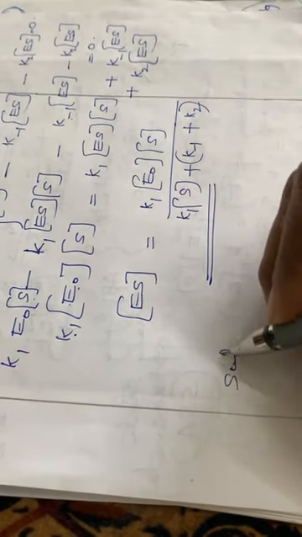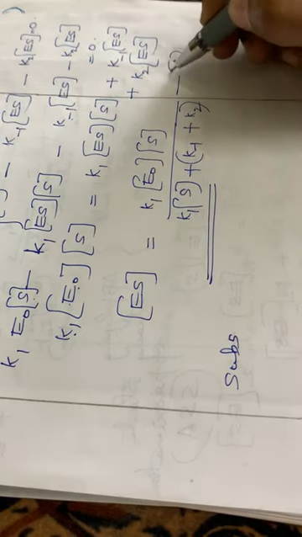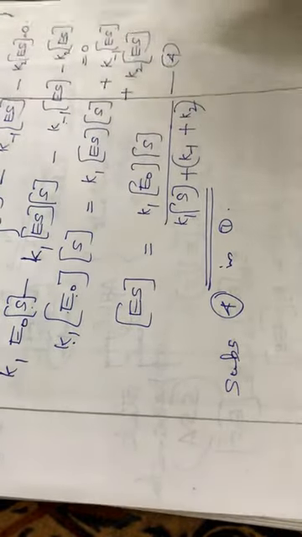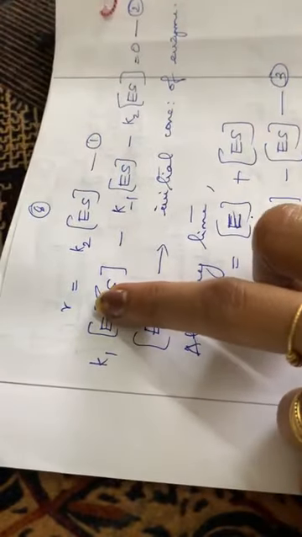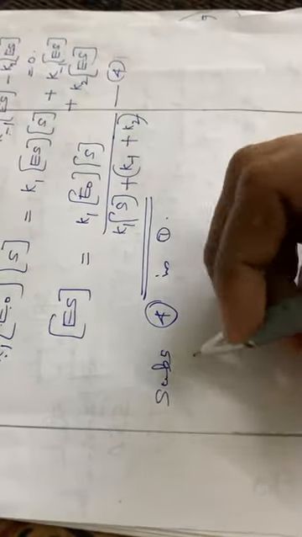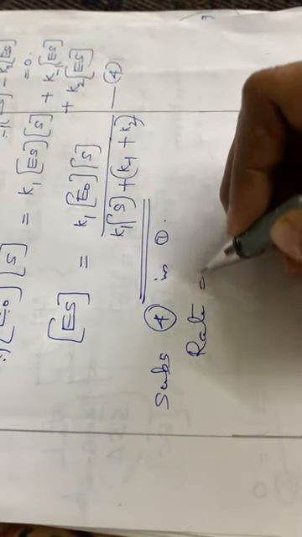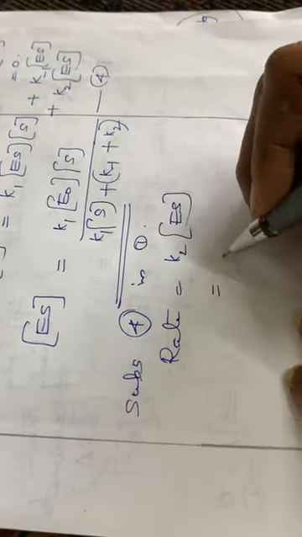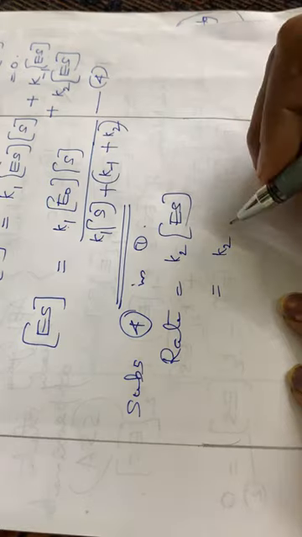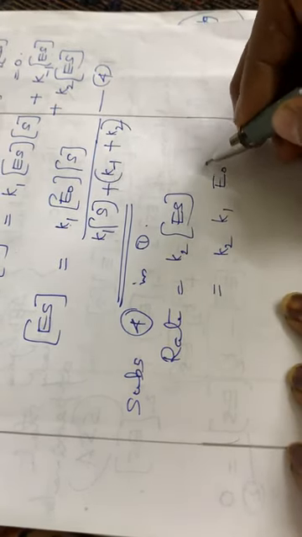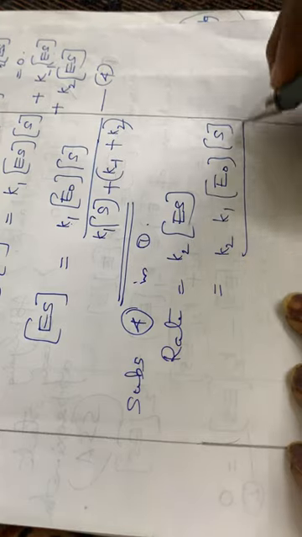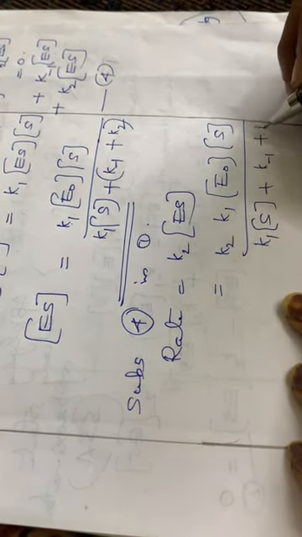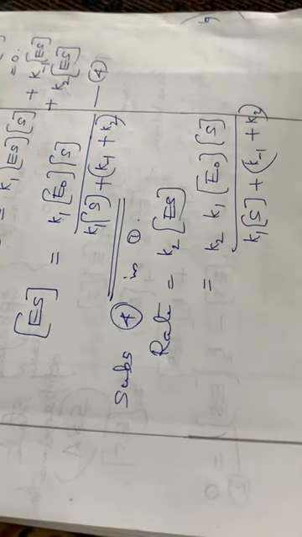Then you have to substitute this equation. This is equation number 4. Substitute equation 4 in equation 1. What is equation 1? Equation 1 is rate is equal to K2 into ES. Then you have to substitute for ES. That is equal to K2 into, what is ES? ES is K1 into E0 into S divided by K1 into S plus K inverse plus K2. So this is the substitution.